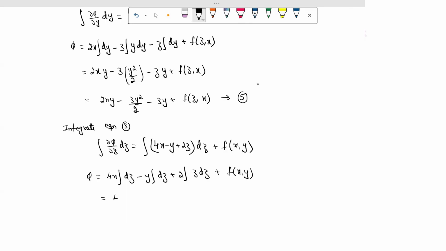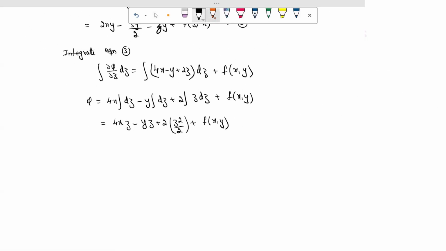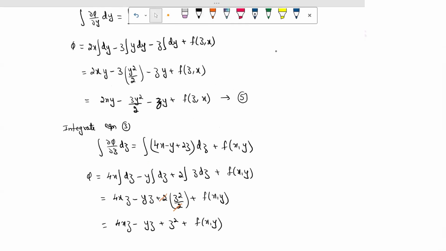So let's integrate it. 4x, integration of dz is z, minus y times the integration of dz, which is z, plus 2 times the integration of z, which is z squared by 2, plus the function of x comma y. So this value is z times y, not 3. Further simplifying, the 2 and 2 get cancelled, and we are left with 4xz minus yz plus z squared plus the function of x comma y. Let me take this as equation number 6.